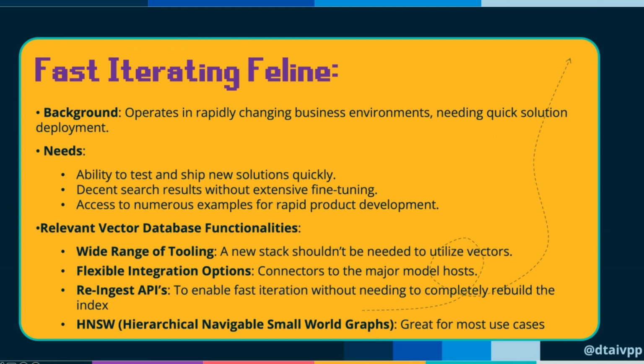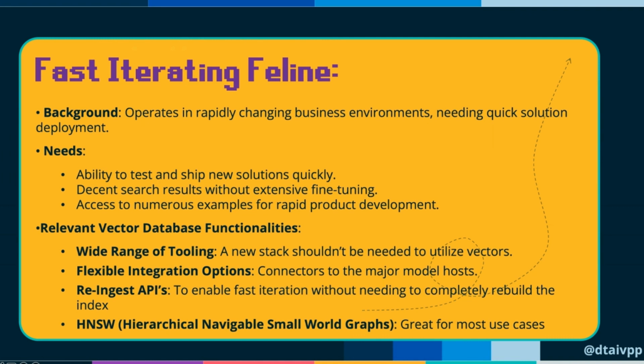So there are a couple things that our startups or our fast iterating felines should be looking for. The first is connectors. Connectors into places like OpenAI, Cohere, SageMaker are really important so that you can try different things quickly. You can swap out your connectors and begin to test and see which models are producing the best results.